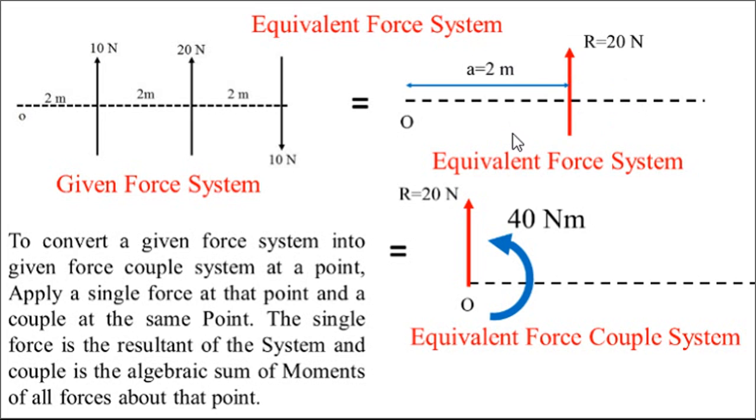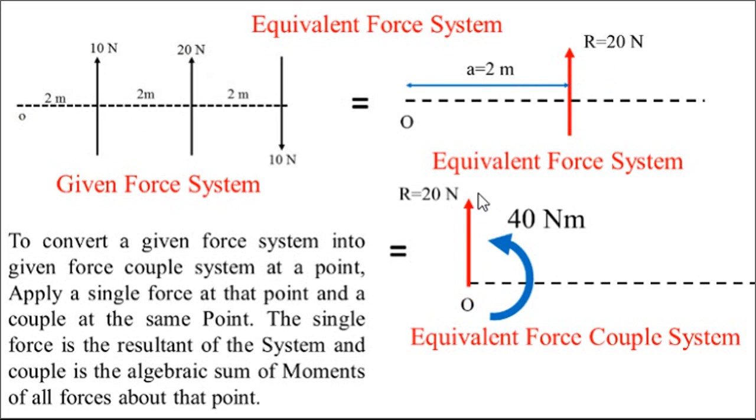If I want to replace this system by an equivalent force system, what will I do? Wherever I want to replace it, I will remove this 20 Newton from here and replace that force there. Suppose I want to replace this 20 Newton force by an equivalent force at point O. So I will remove this 20 Newton from this point and act it at point O.